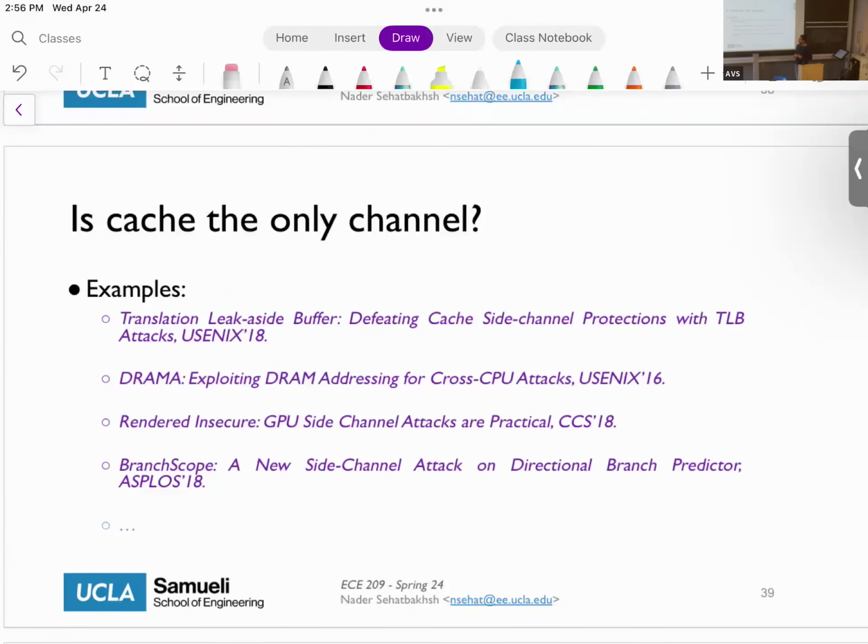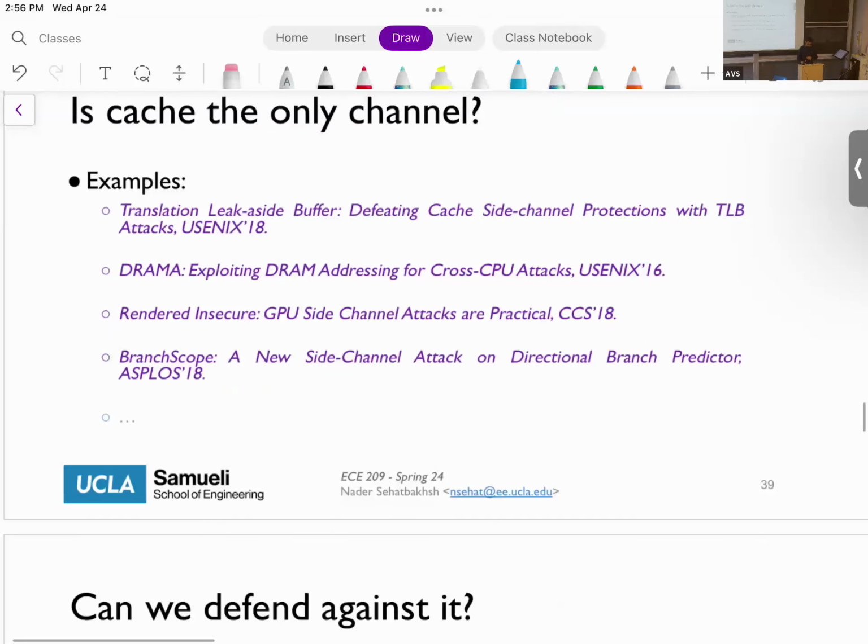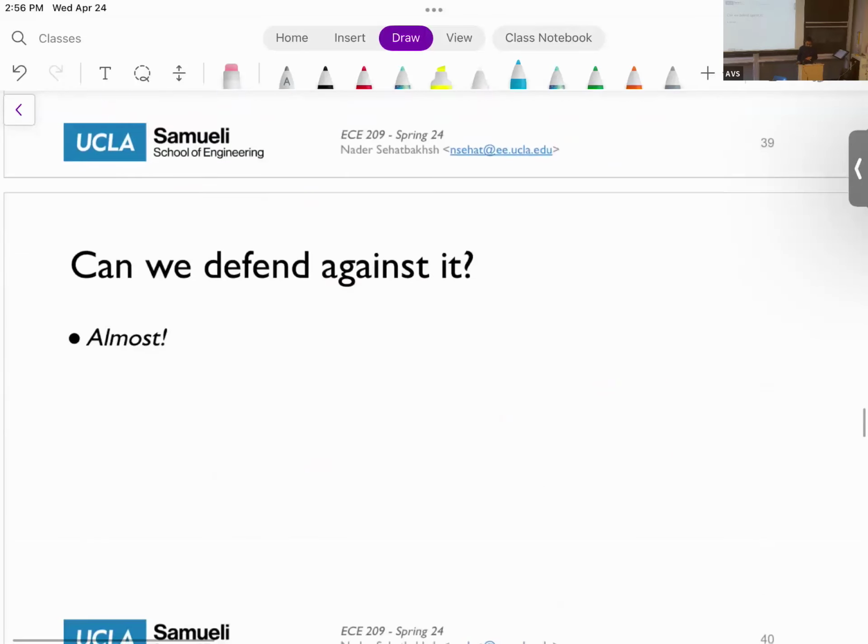Here are tons of different examples: GPUs, DRAM addressing, the directional branch predictor has been attacked, TLBs have been attacked, and so on and so forth. Let's have a quick break and then talk about how we defend against these attacks.